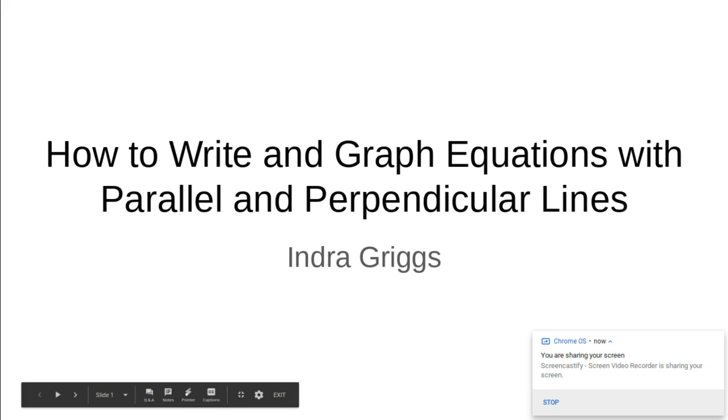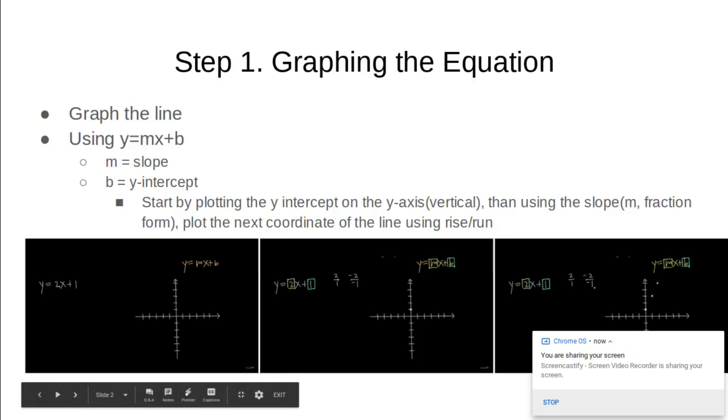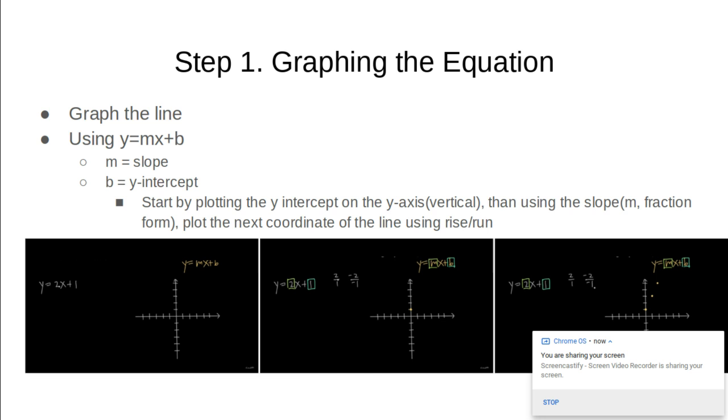How to write and graph equations with parallel and perpendicular lines. Step 1. Graph the line using y equals mx plus b. M is the slope, b is the y-intercept.